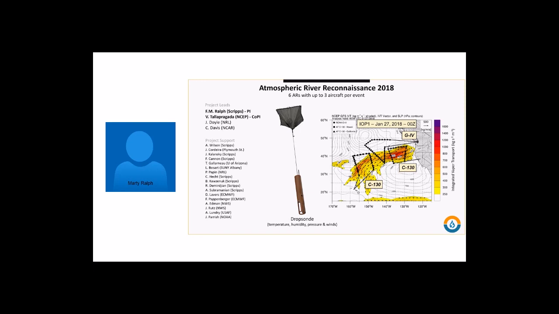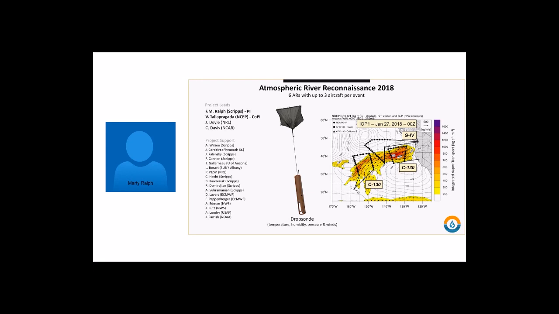It takes a lot of work to pull this off, and on the left I've got the list of participants in the project this last winter with my co-PI, Vijay Tallapragada, who's at the National Centers for Environmental Prediction. He's the leader of the GFS model, which is the nation's leading global model for the National Weather Service, and a number of other colleagues you can see involved there from many different organizations.